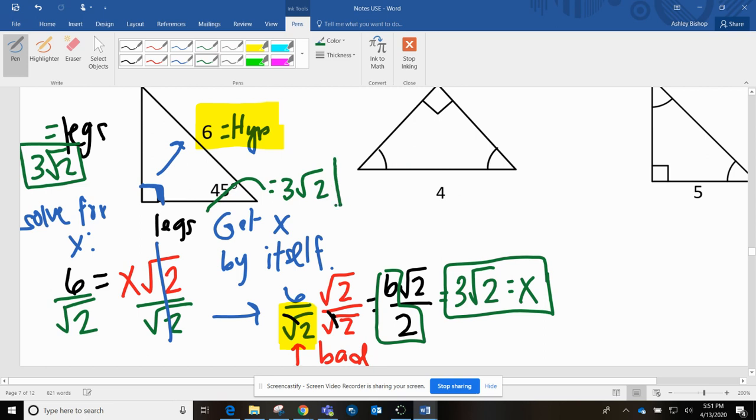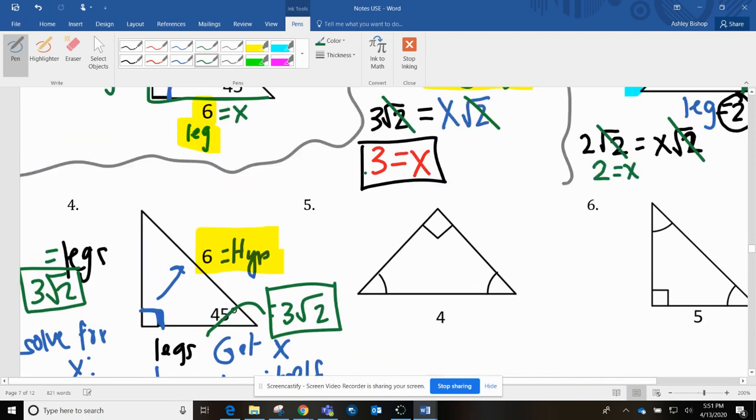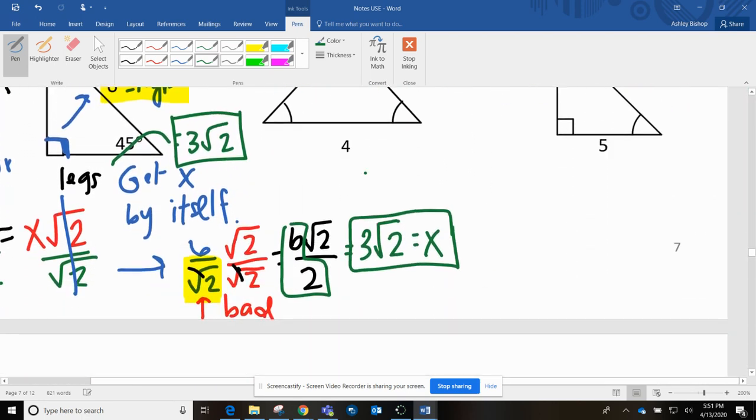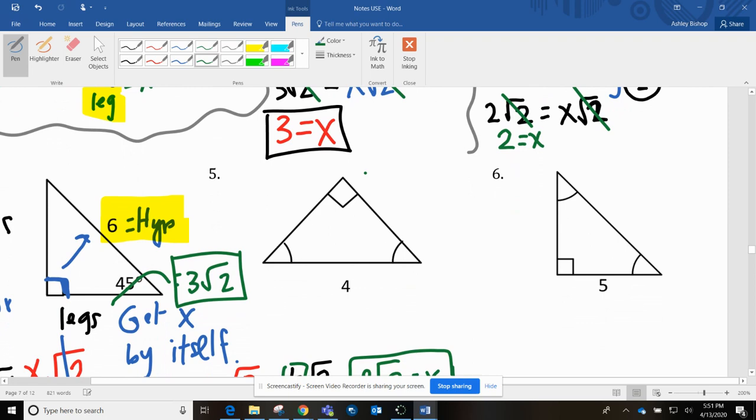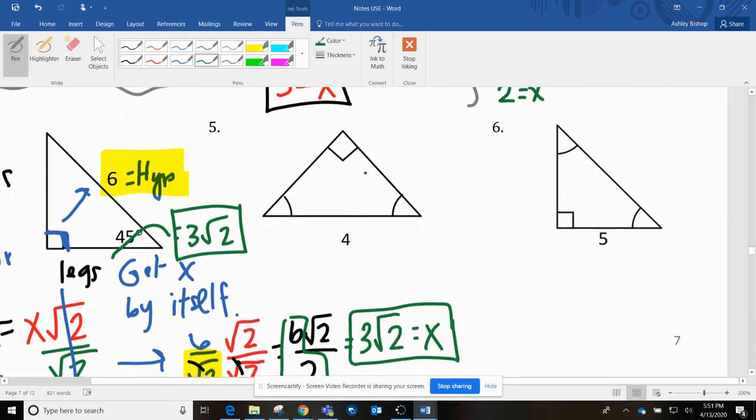So once you find x, the problem's just about done. You just need to tell me that those are the two side lengths. Again, if this is hard for you, please, please, please pause this and let me know. For the sake of room, I'm going to skip 5, but I'm going to do 6 as my last question. Thank you for making it this far. But 5 is just like the same as 6, so if you can do 5, you can do 6.